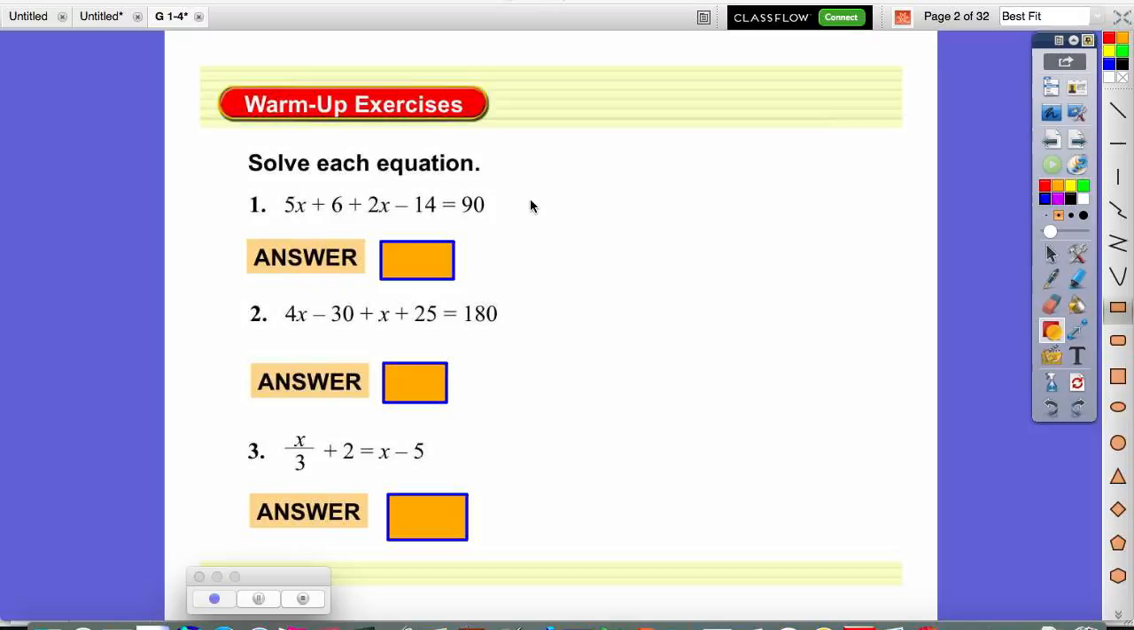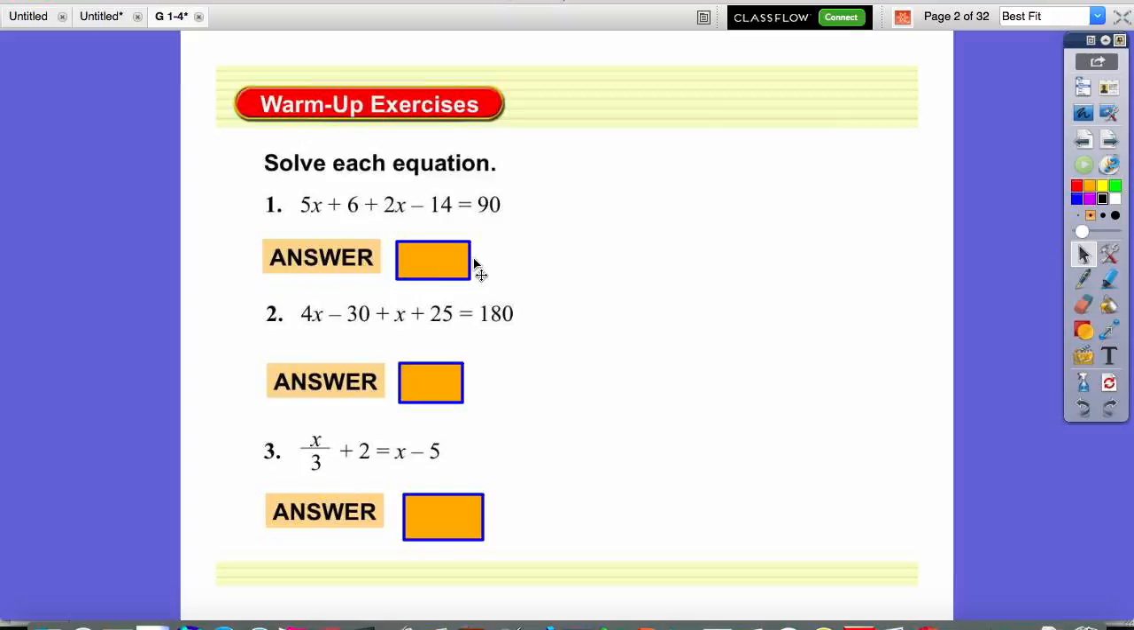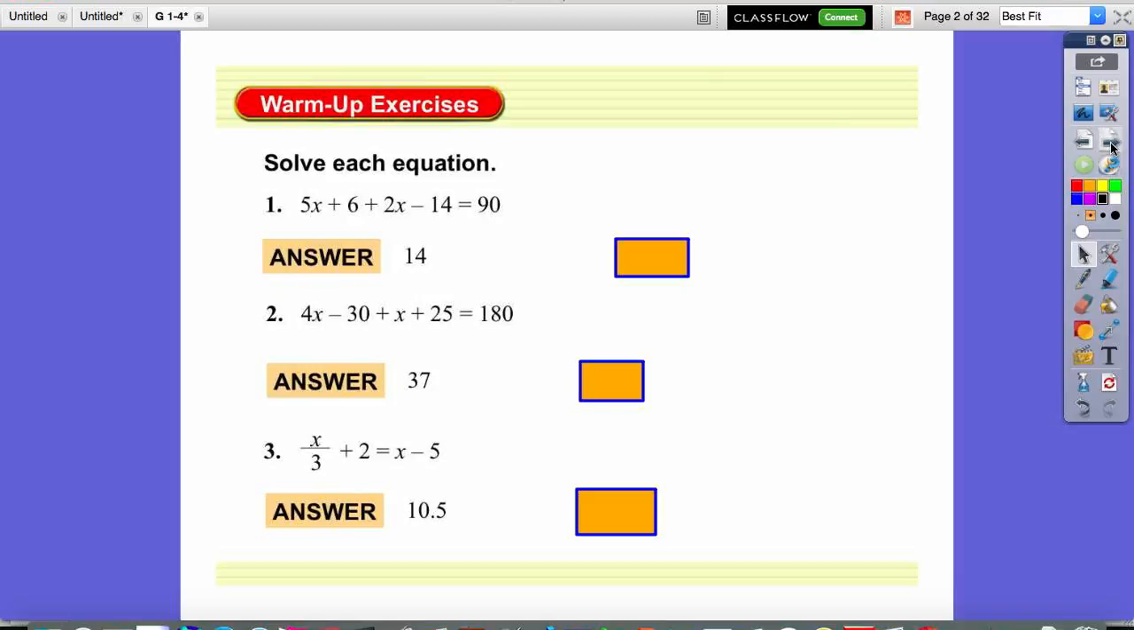In this video and in class, you know how to do each of these. I'm not going to go through these in class, but if you want to, you can pause the video and go through them. Number 1 is 14, 2 is 37, and 3 is 10.5.